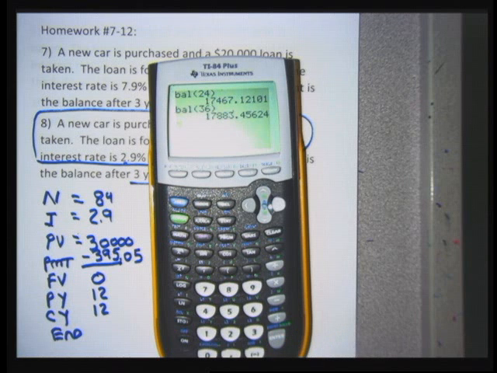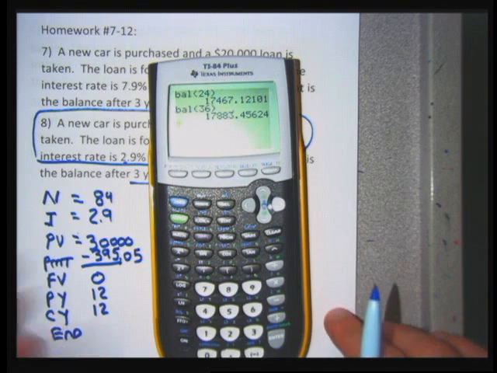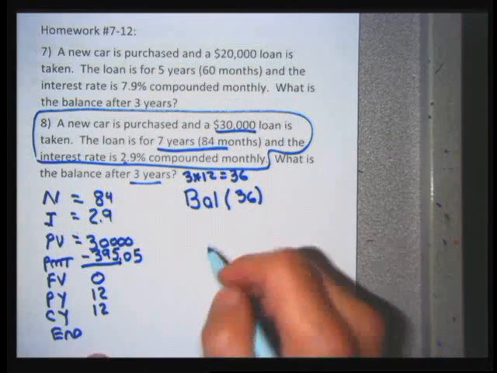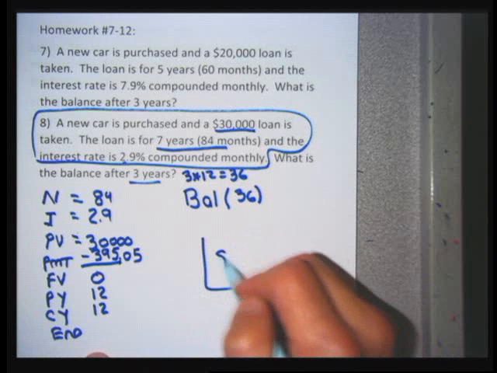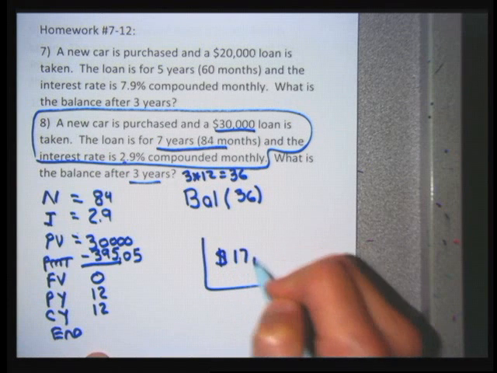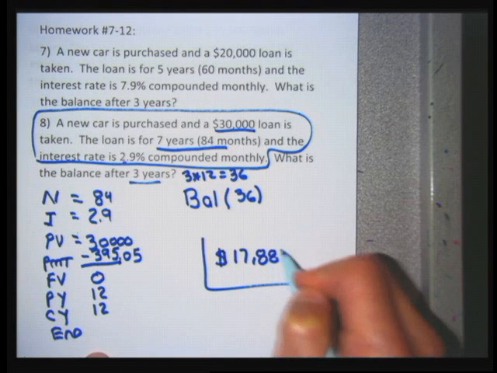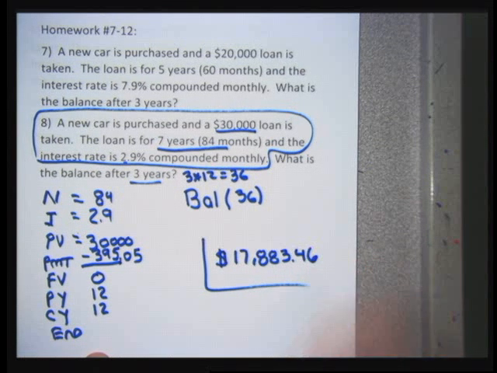So after 3 years, well, pretty similar amount, $17,883, and I'll round it to 46 cents. So the answer to number 8, after 3 years, we owe $17,883.46.